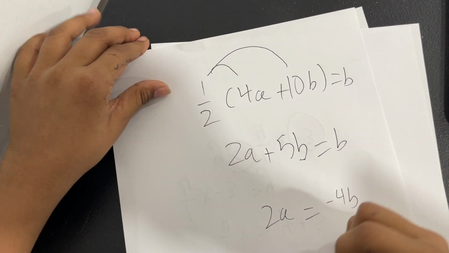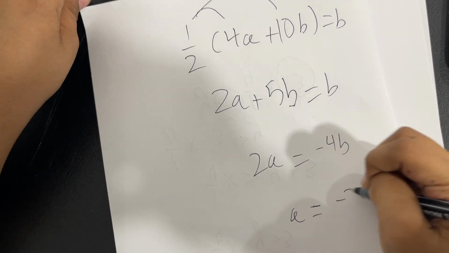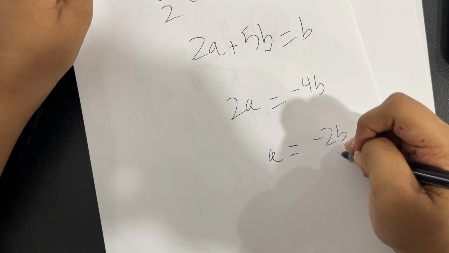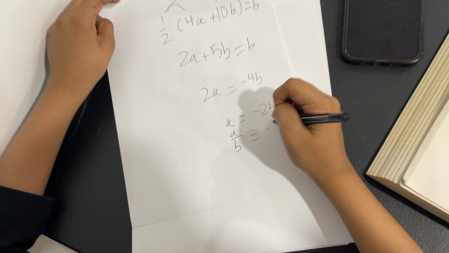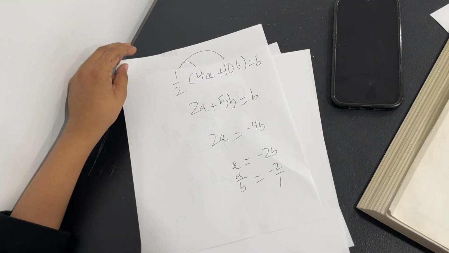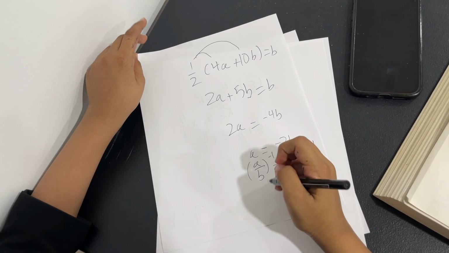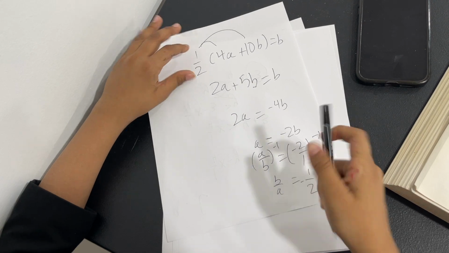And so now we're going to divide both sides by 2, which gives us A equals negative 2B. And then we divide both sides by B, and A over B is negative 2 over 1. However, now we take the inverse of both of these fractions, so we're going to flip them. And boom, what do you see? B over A is negative 1/2. And which one is that? C.